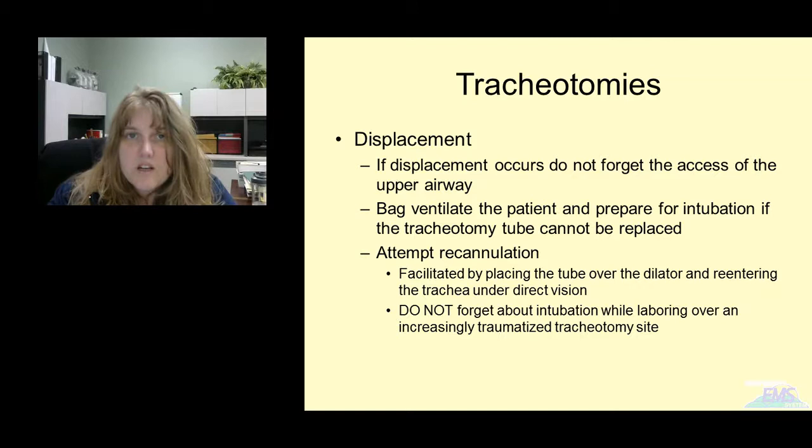But if a tracheostomy tube becomes displaced, don't forget the access of the upper airway. Bag ventilate the patient and prepare for intubation if the tracheostomy tube cannot be replaced, and attempt recannulation. It's facilitated by placing the tube over the dilator or the obturator and re-entering the trachea under direct visualization. But do not forget about intubation while laboring over an increasingly traumatized tracheostomy site.